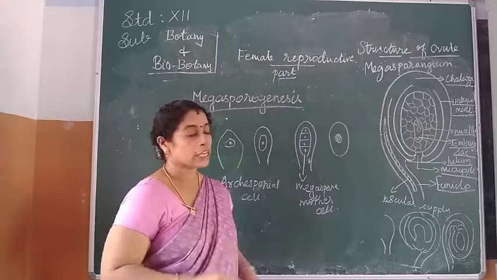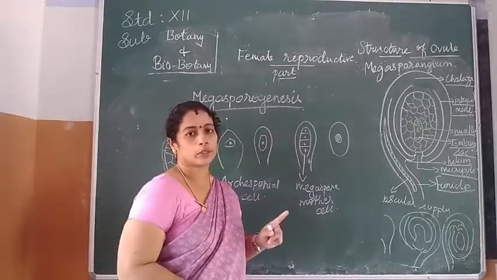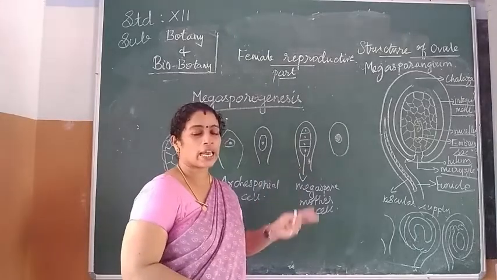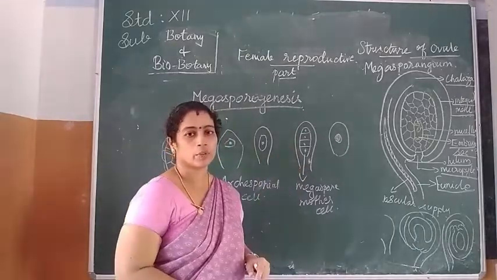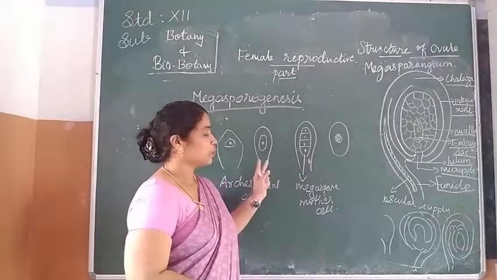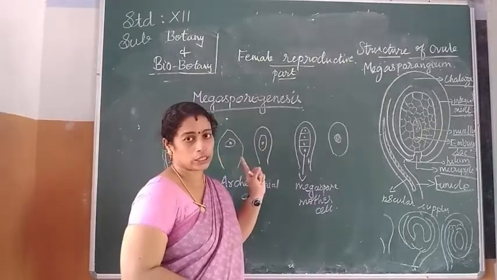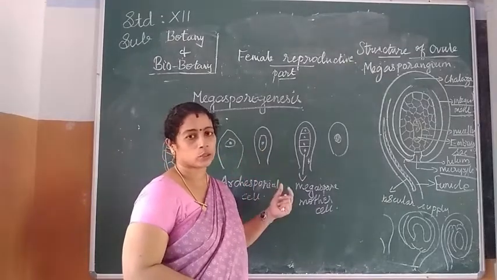That is known as monosporic. If two cells are involved in the formation of the embryo sac, it is said to be bisporic, and if all the 4 cells are involved in the formation of the embryo sac, it is said to be tetrasporic. So this is megasporogenesis.